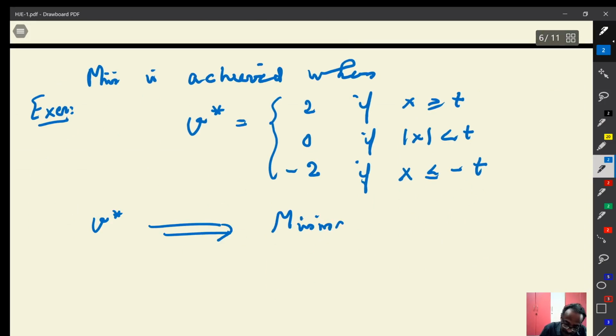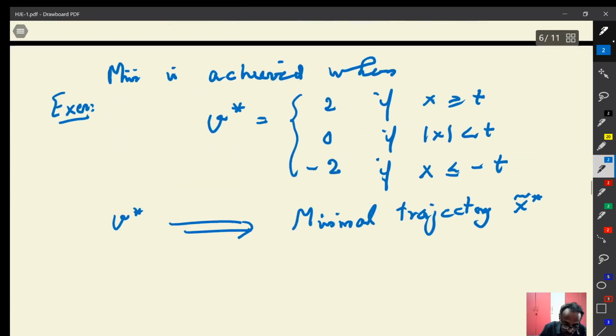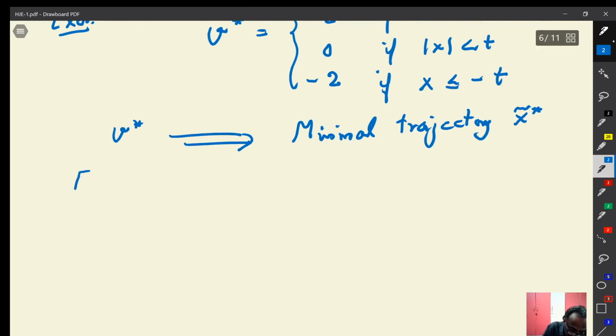Minimal trajectory x tilde star, corresponding to that, because this is the slope. Corresponding to that slope V star, you can construct your linear trajectory, and that's the trajectory where your minimum is achieved. And you can also compute these things. You should do to learn these things. You have to keep on doing exercises. We will learn. So you will do the exercise, compute then.